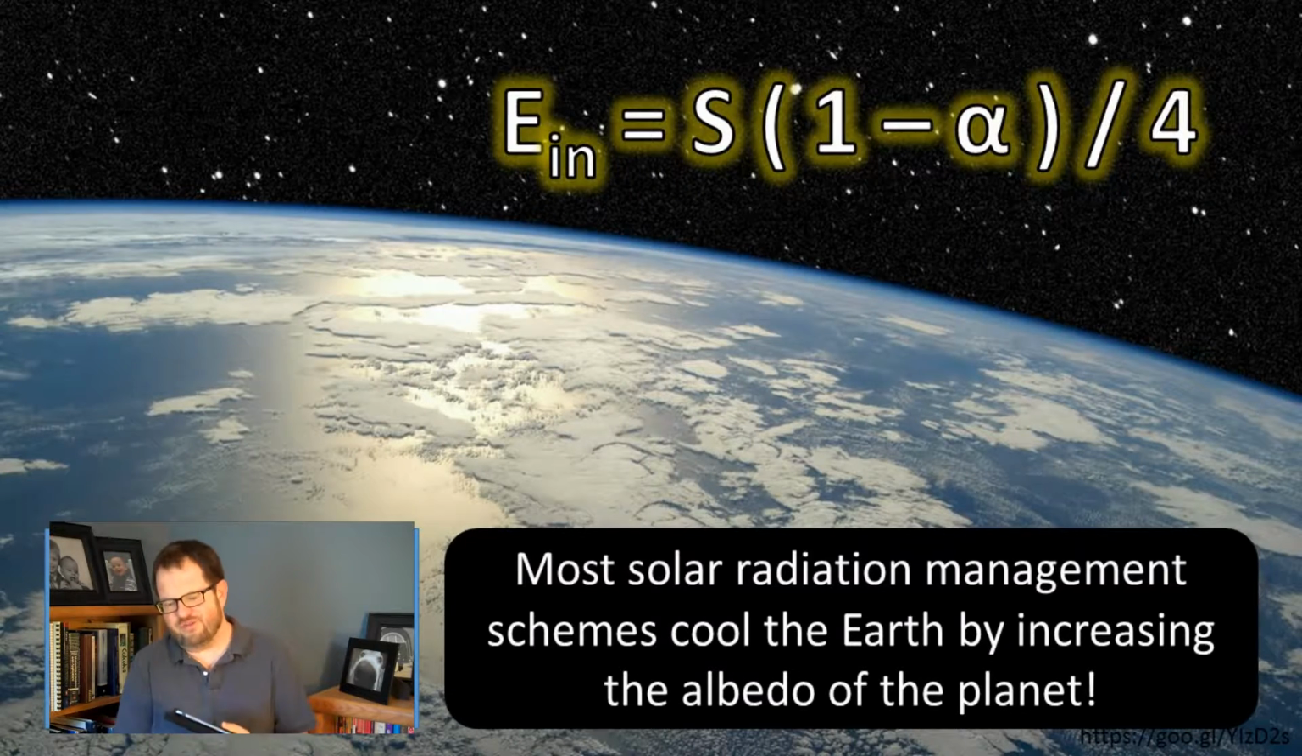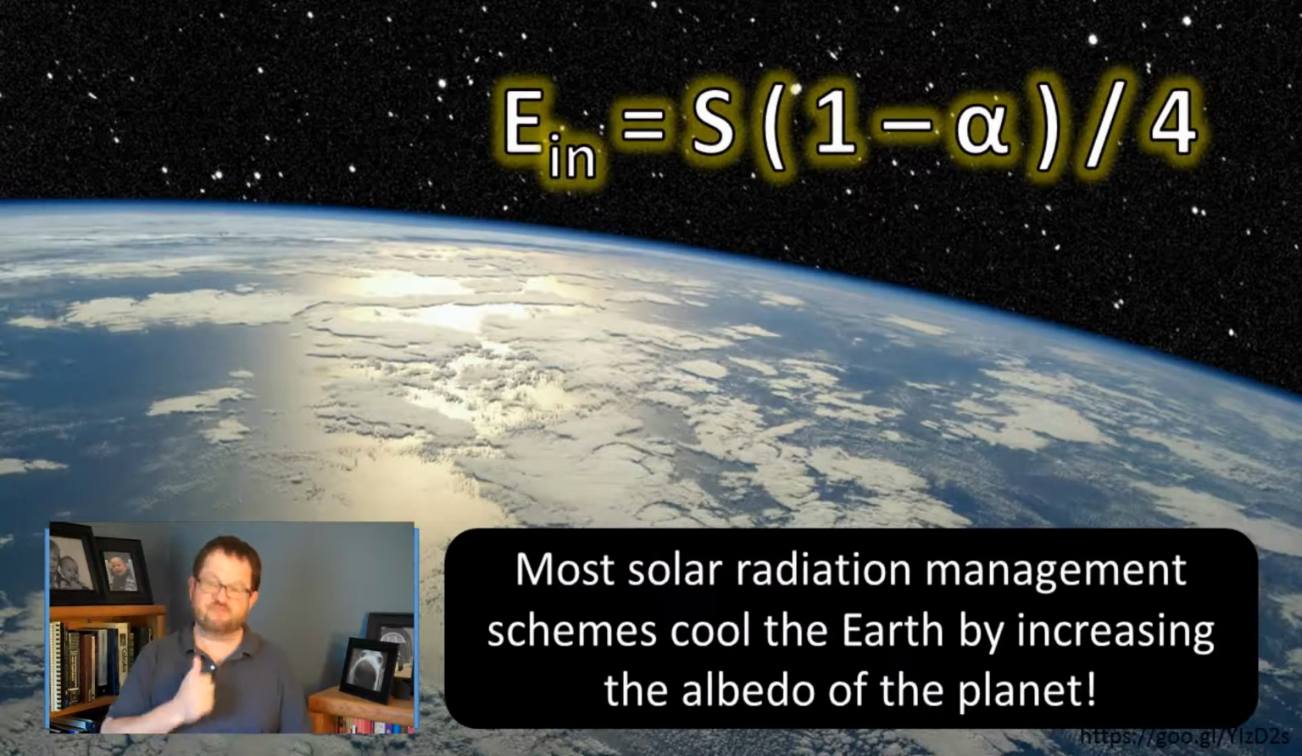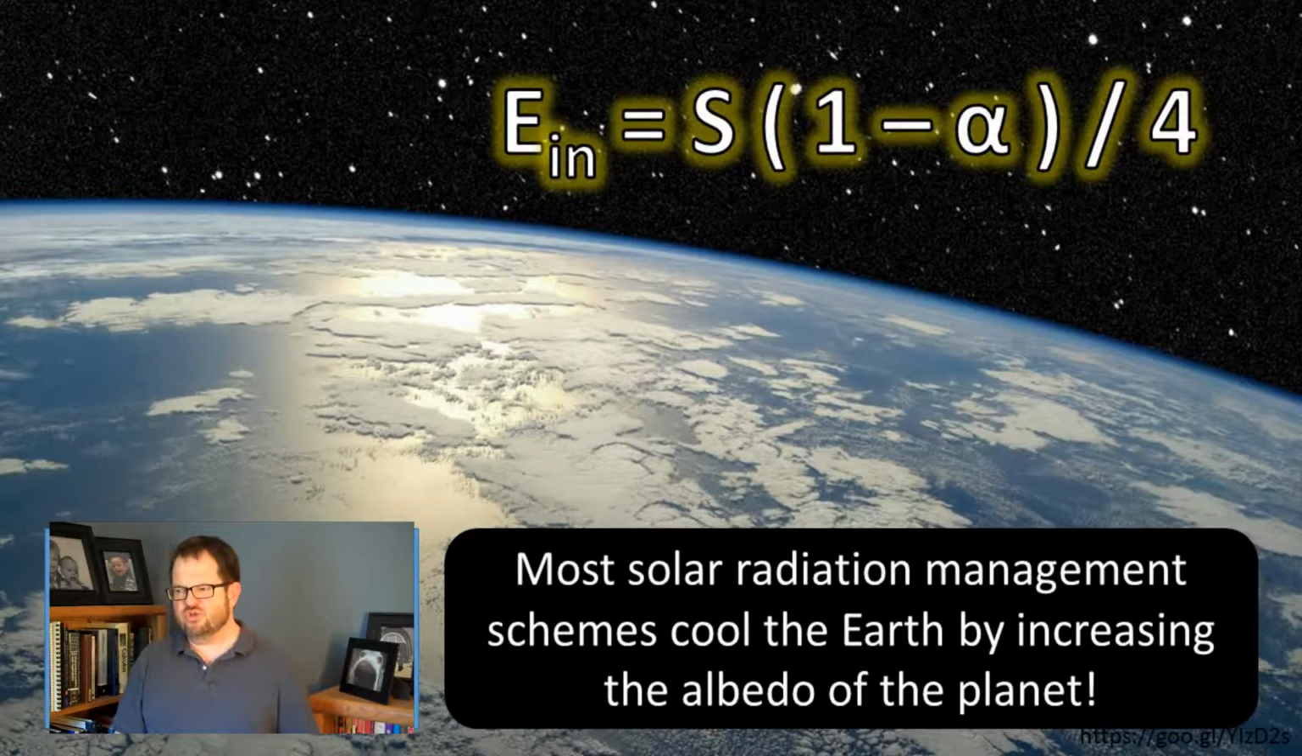Alright, welcome back. So far we've been looking at this way of expressing the amount of solar radiation that we're receiving, and we said one way we could reduce the amount of solar radiation, that is, we could have solar radiation management, was to reduce the value of S, the solar constant, but those solutions are kind of problematic. We don't really have the resources to do something like that.